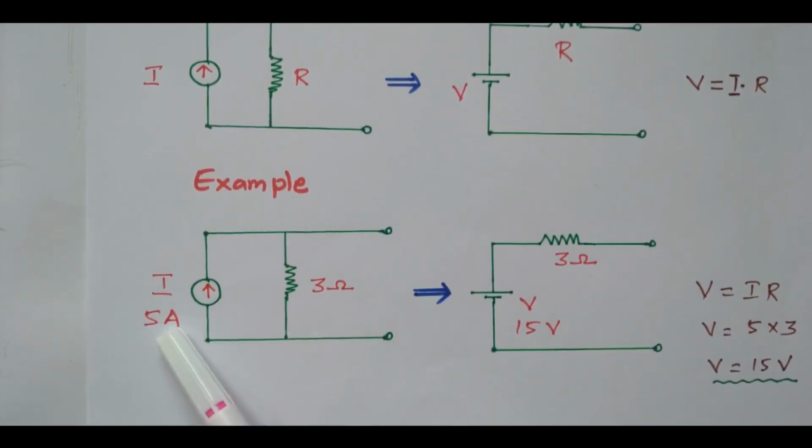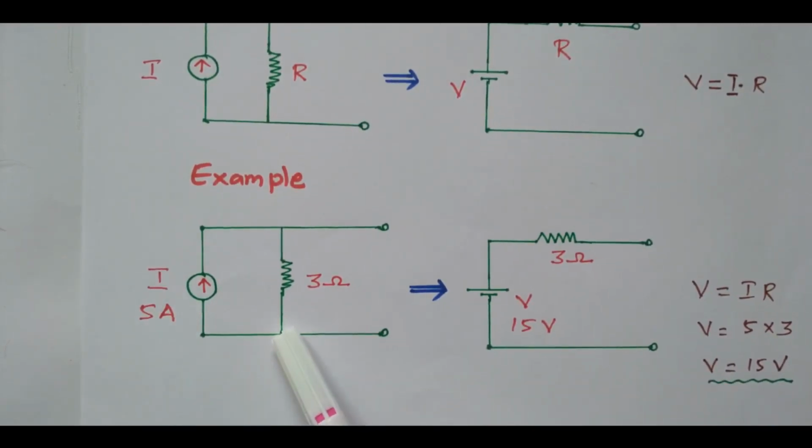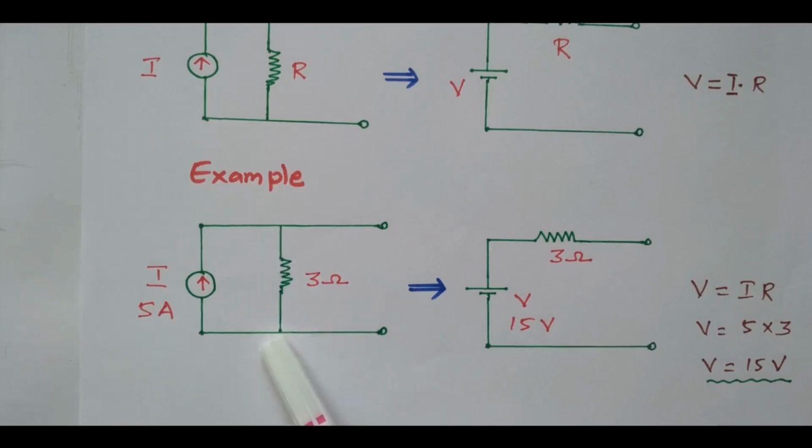So here a 5 ampere current source is available. Internal resistance 3 ohm is connected in parallel. So that can be converted into a voltage source in series with the internal resistor 3 ohm. Then how will you find this voltage? V equal to I into R. So I is 5 ampere, R is 3 ohm. So 5 into 3, 15 volts. Right? So a current source in parallel with the internal resistor is now converted into a voltage source in series with the internal resistance. Now we'll see some more problems.